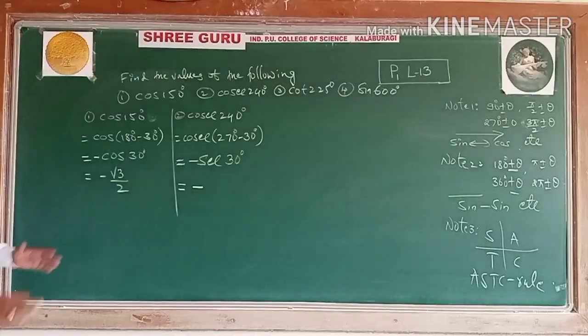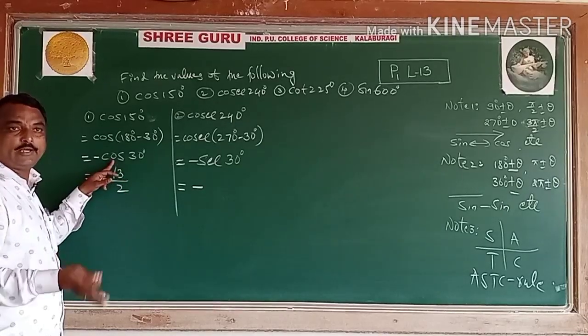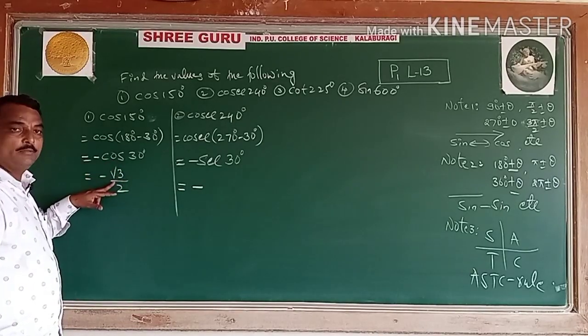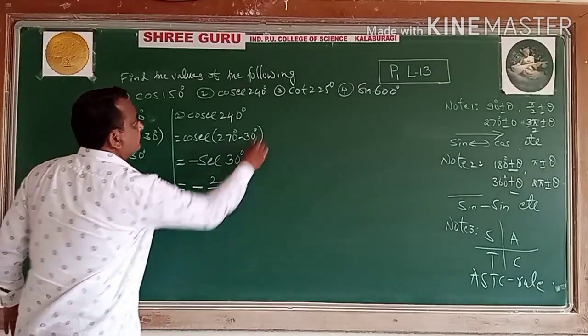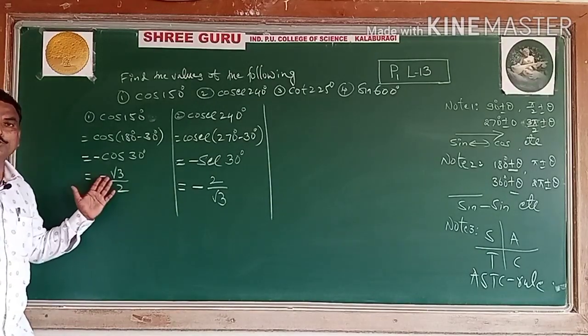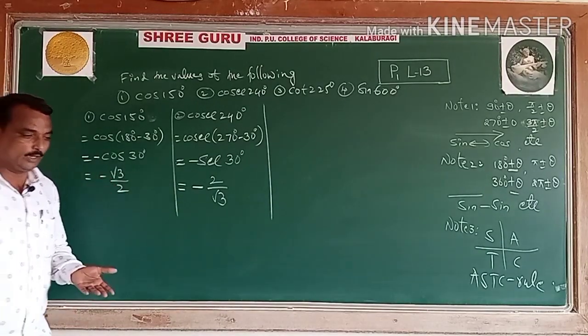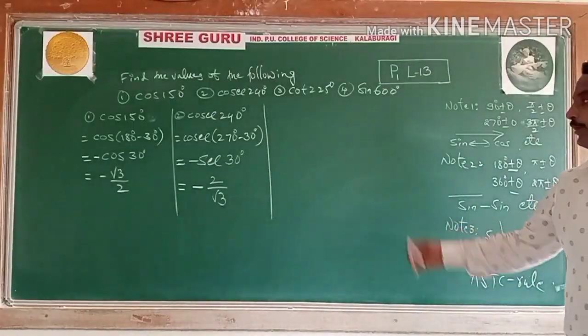Then what is secant 30? If you don't know the secant 30 at the time, go for the reciprocal, cos 30. What is the secant reciprocal? Cos. What is cos 30? Root 3 by 2. Reciprocal of this value, 2 by root 3. In such a way, you have to write their values. You should remember the standard angle values, sin 30, cos 30, such values. So this is the second example, student.